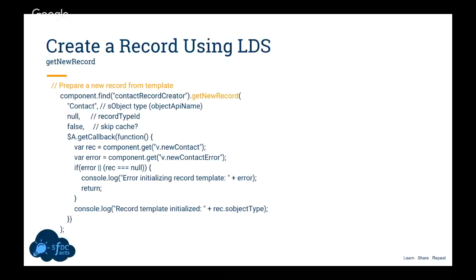Then you can give the record type ID as well. If your object has multiple record types, you can define the record type ID here. Then we have the mechanism to skip the cache as well. Most importantly, we need to define the callback function. This function will be called once the blank record has been created, if you want to do some post processing. Here we want to get the record, and if the record is null, then we want to show the error. You can put whatever business logic you have in the callback function. It will be called after the blank record is created by LDS.